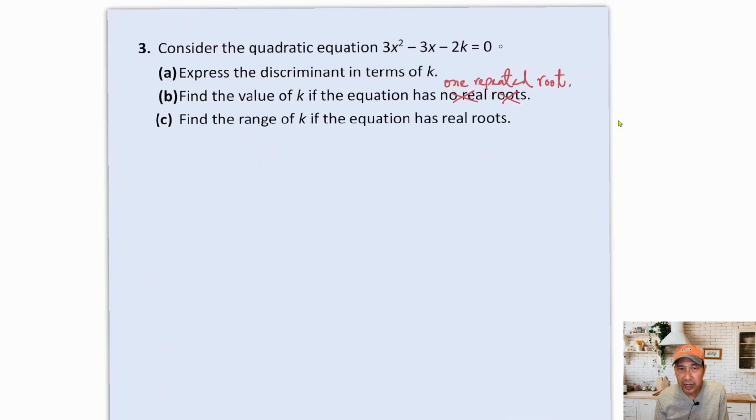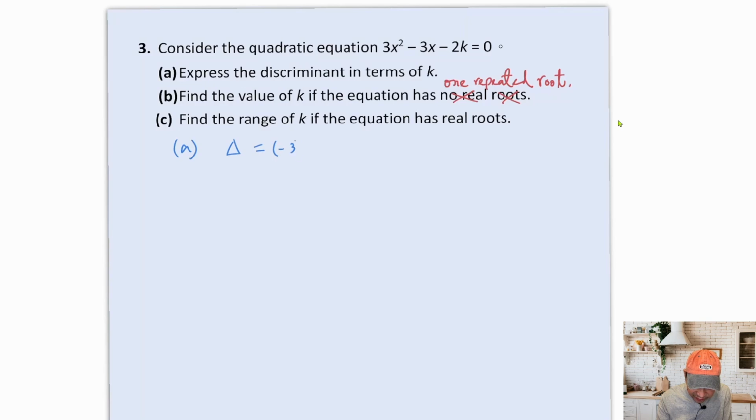Okay, question 3. Consider the quadratic equation 3x squared minus 3x minus 2k equals 0. Part A, express the discriminant in terms of k. In part A, we simply recite the discriminant. The discriminant is b squared minus 4ac.